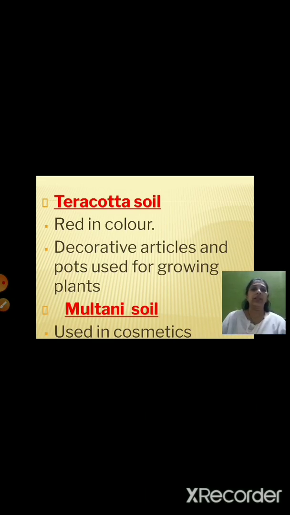Next is your multani soil. Multani soil is used mostly in cosmetics.